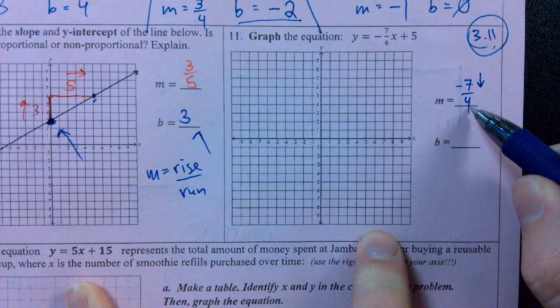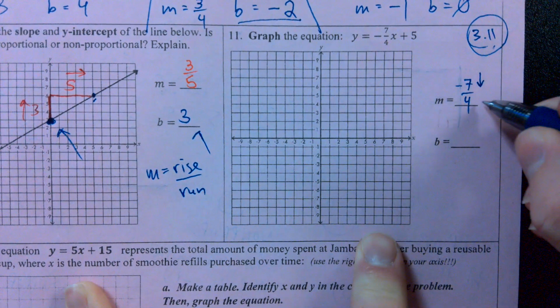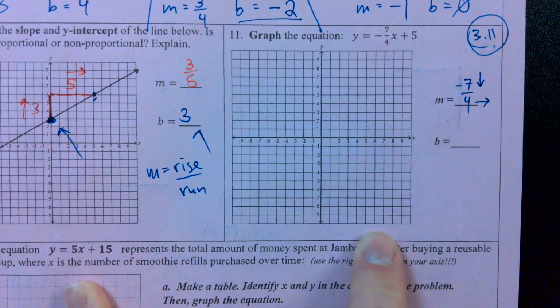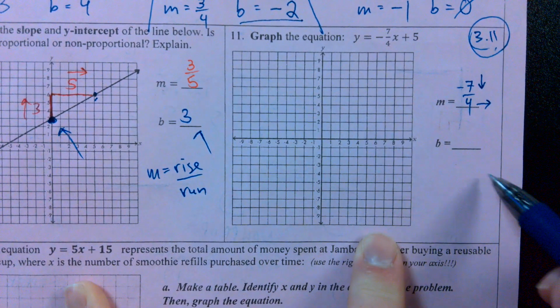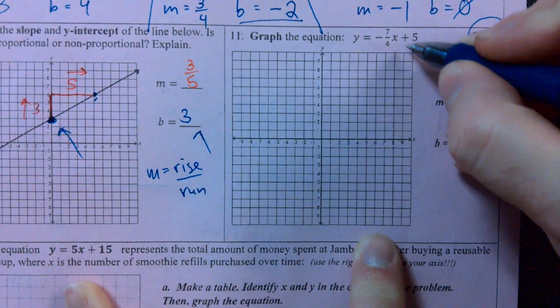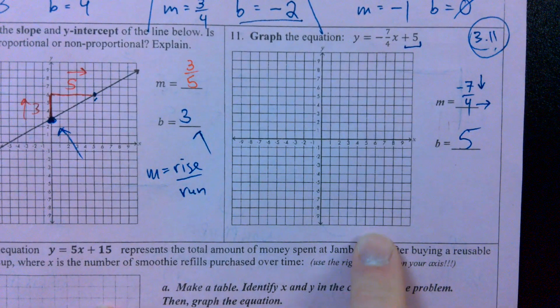4 is my run. What direction am I going to run? To the right. Always run to the right. So I know where I'm going. I know how far I'm going. But I don't know where to begin. What's my B? A 5. That's right. The number hanging off on the end, like we've been saying all day, that's my B.